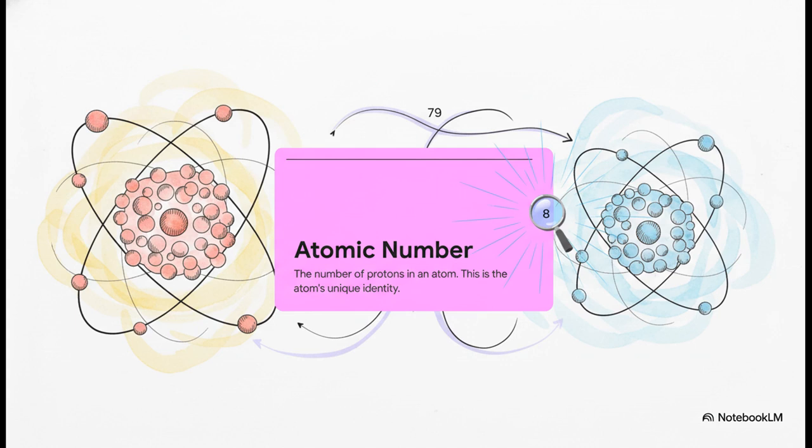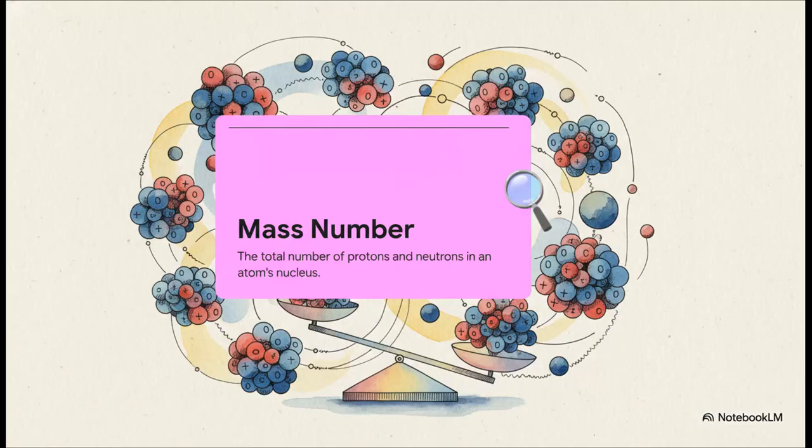So, what makes an atom of gold different from an atom of helium? It's this one number, the atomic number. It's nothing more than how many protons are in the atom's core. That's it. It's literally its ID card. If you change the number of protons, you've changed the element completely. No exceptions.